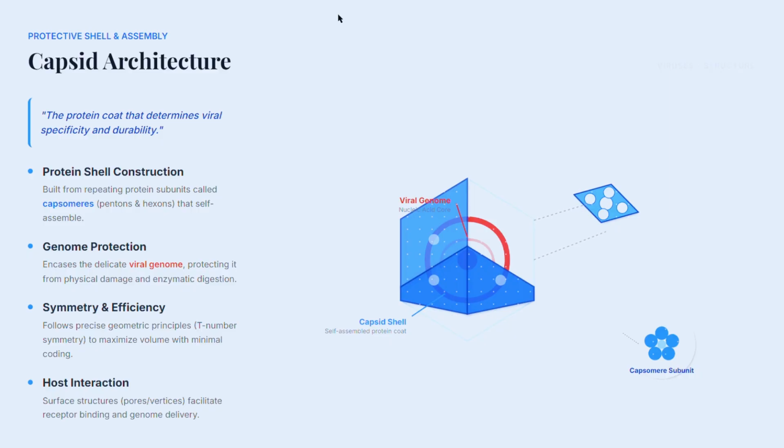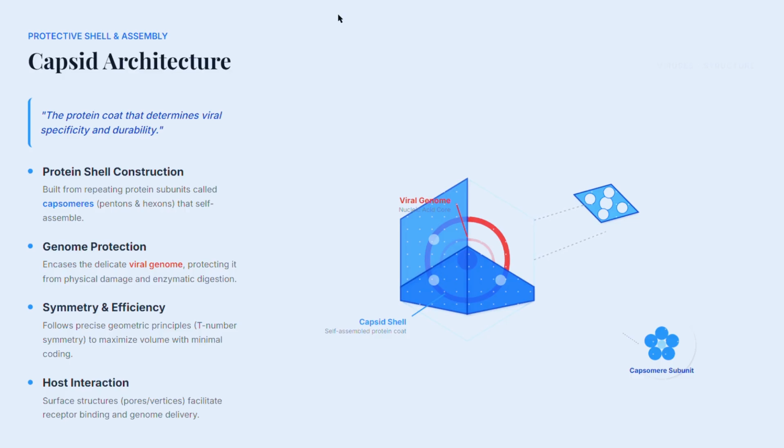The text describes the capsid as the protein coat that determines viral specificity and durability. It's a critical shell. It is built from repeating protein subunits called capsomeres, which can be pentons or hexons. These subunits self-assemble, much like building blocks snapping together. A primary function is genome protection. The capsid encases the delicate viral genome, shielding it from physical damage and enzymatic digestion by the environment or the host cell.